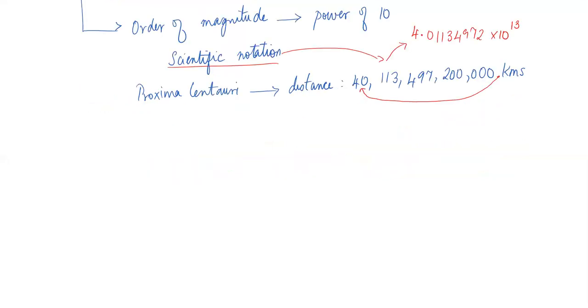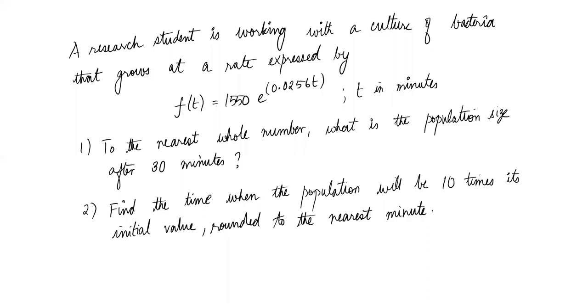So let's take a look at the first question. A research student is working with a culture of bacteria that grows at a rate expressed by f of t equals 1550 e power 0.0256 t, where t is in minutes. There are two parts to this. One, to the nearest whole number, what is the population size after 30 minutes? And two, find the time when the population will be 10 times its initial value, rounded to the nearest minute.